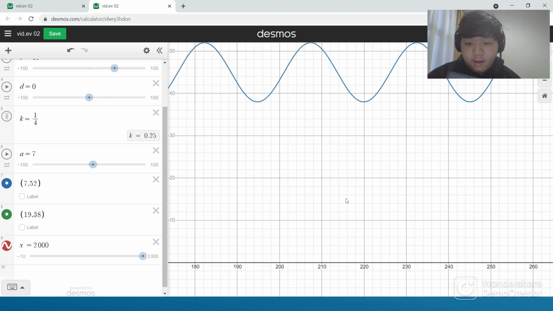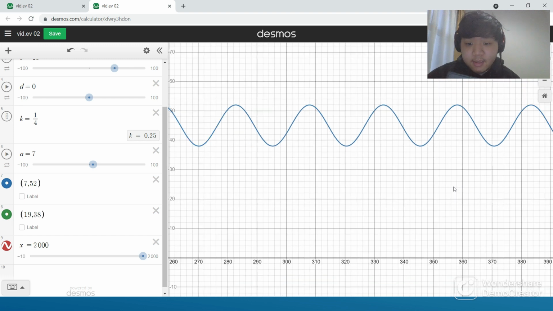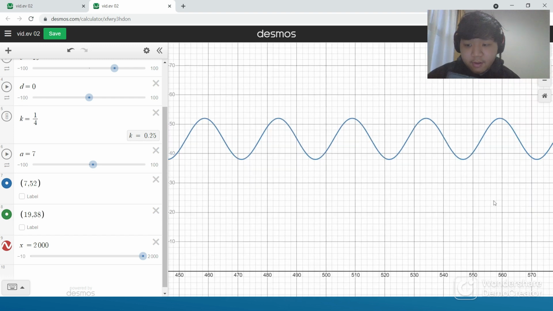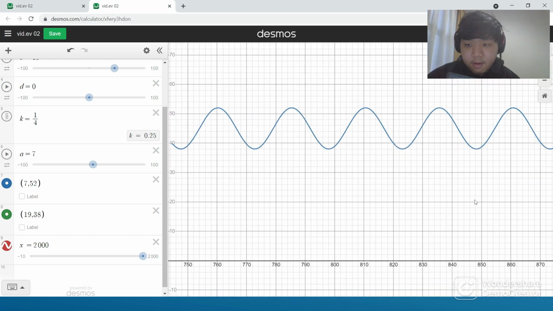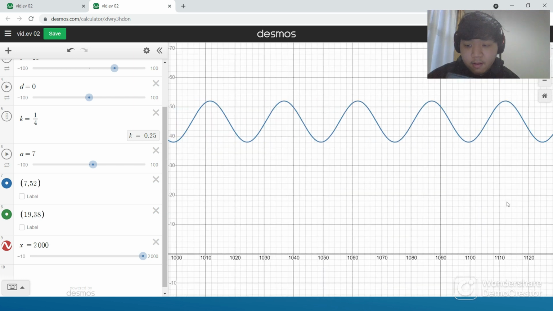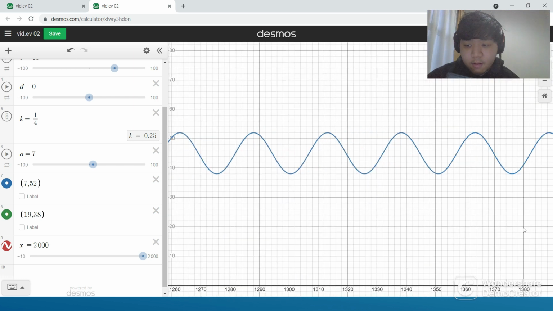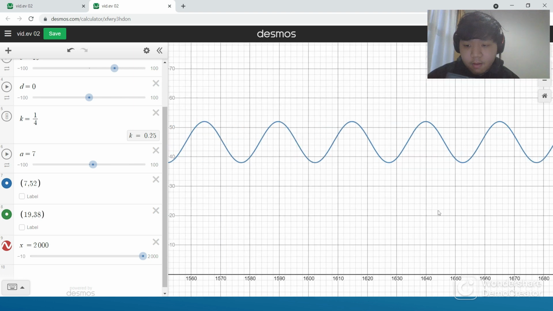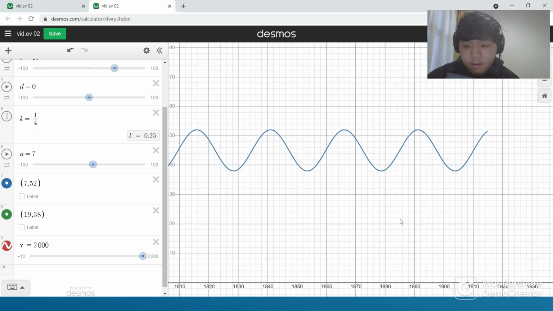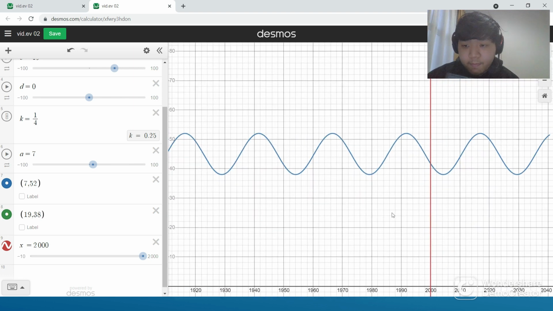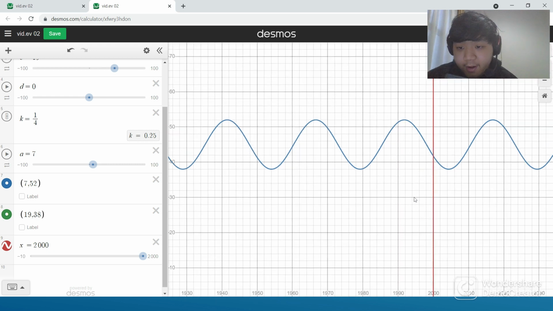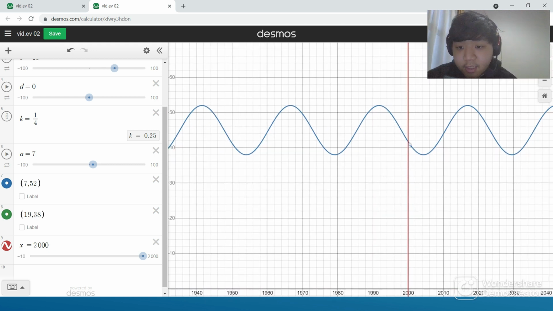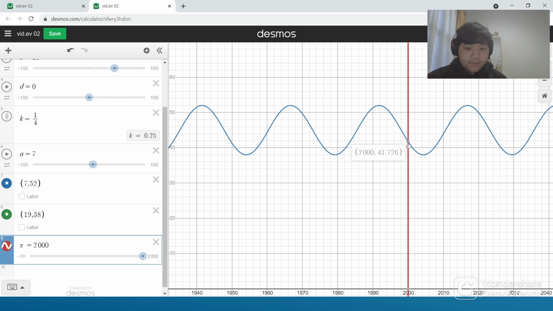Going all the way past all this, we should get our result pretty soon. Yeah. So at the point over here, which is at 2000, as you can see, it intersects with the graph at 41.7. Or you could also say that the height of the graph will be around 42.